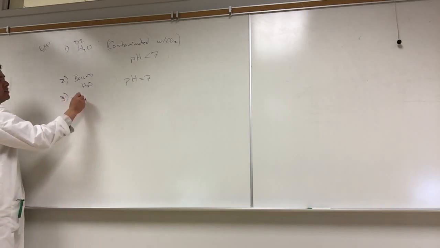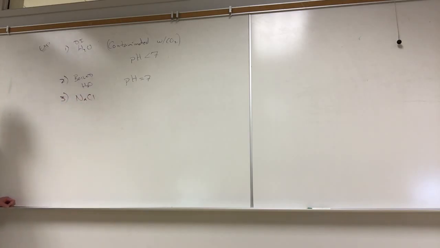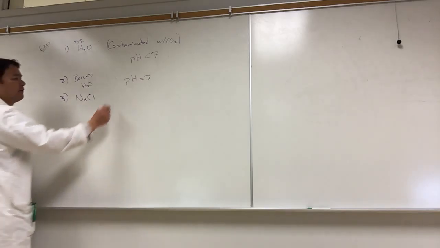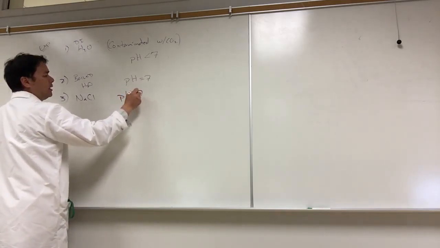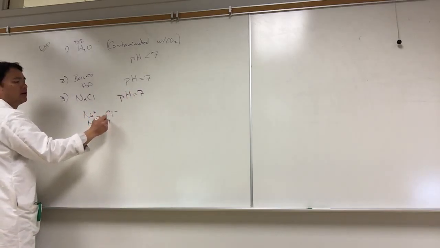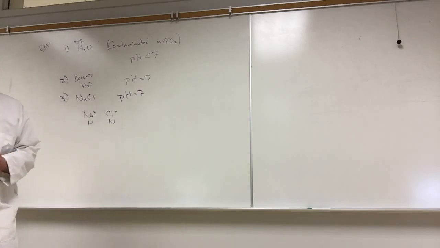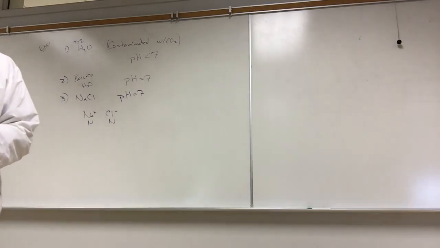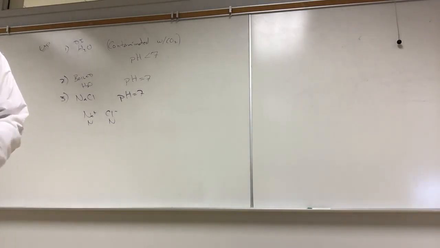Okay, the next solution is sodium chloride. What's the pH of sodium chloride? Yeah, this should be pH 7. It should be pH 7 because sodium ions are neutral and chloride ions are neutral. So neither of those hydrolyze water to any significant extent.